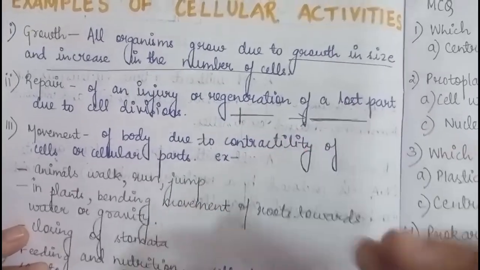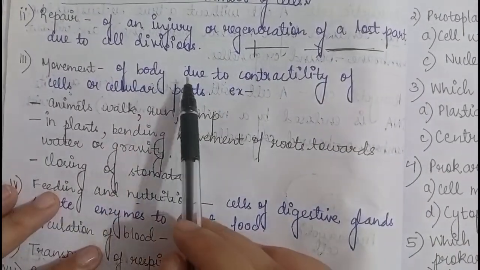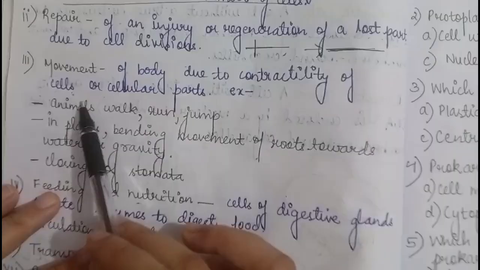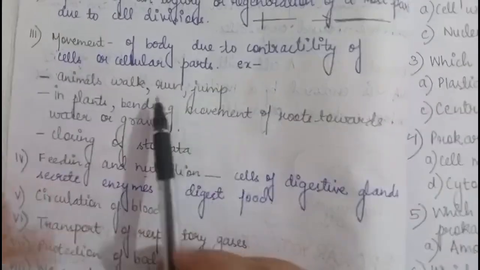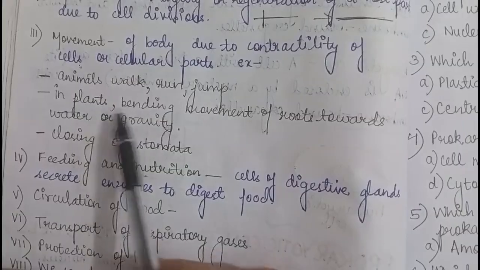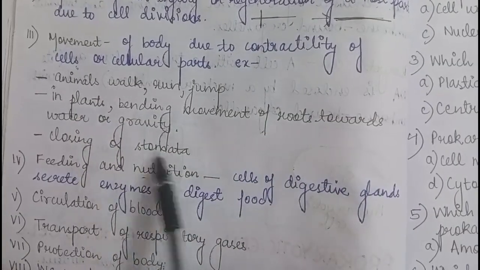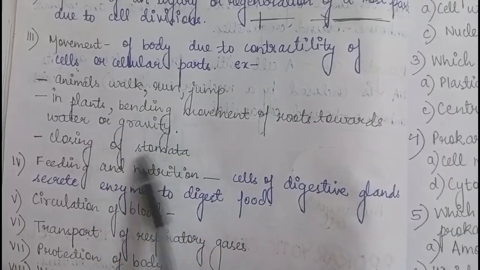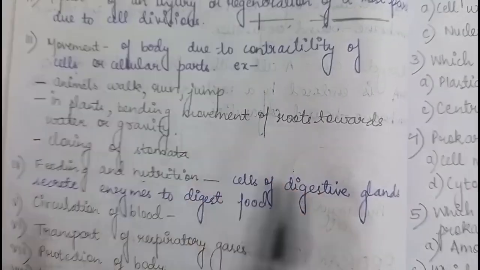Now the next part is movement. So movement of the body is due to contractility of cells or cellular parts. We show different kinds of movement, like we walk, we jump. In plants we see movement of roots towards the water or gravity. We see stomata opening or closing. All these are happening due to cellular activities. So movement is also an example of cellular activities.